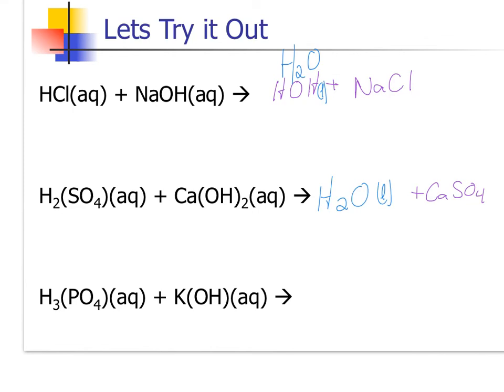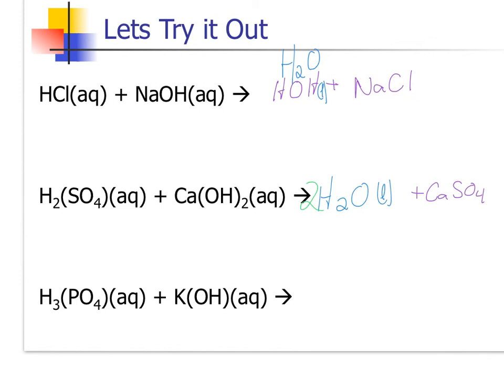So I look to see if my calcium and my sulfates are balanced, and they are. So therefore, I need to see how many hydrogen and oxygen I have. I see that I have 4 hydrogen and 2 oxygen. Therefore, I need a 2 in front of my water.